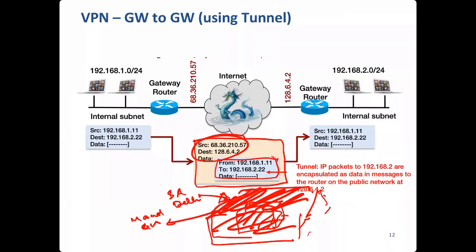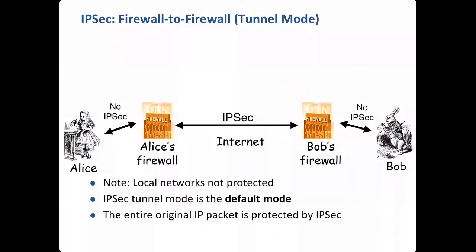So this outer packet will travel to Mandi securely. That's it. And there it's taken out, this outer packet is taken out, the inside packet will be visible now, and that will be delivered to you. So that's a very simple mechanism, right? Put an IP packet inside another IP packet and encrypt the inner IP packet.